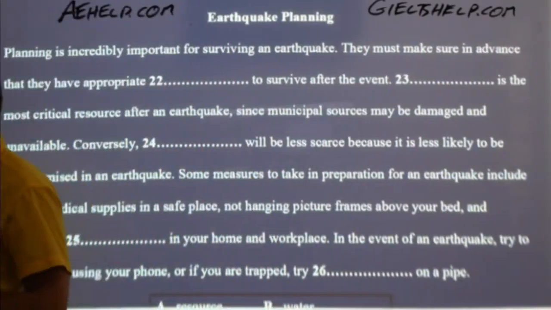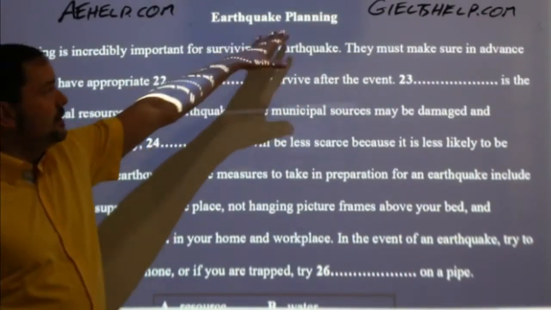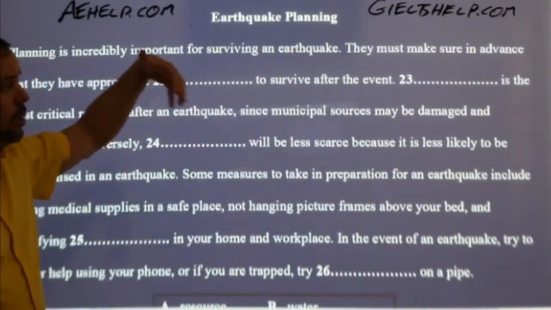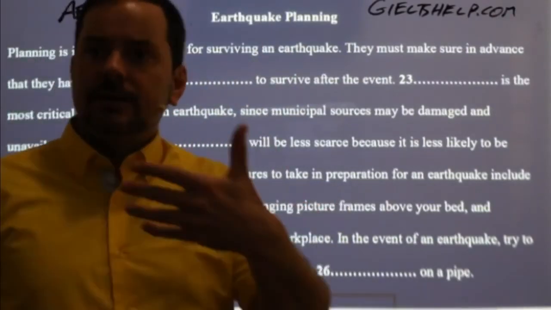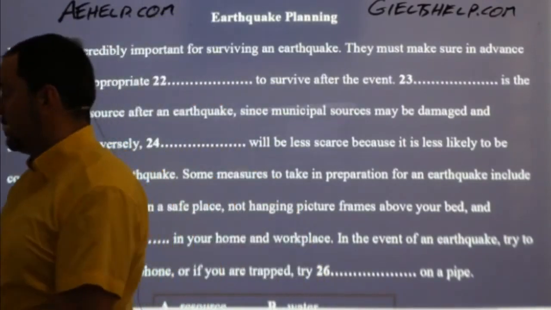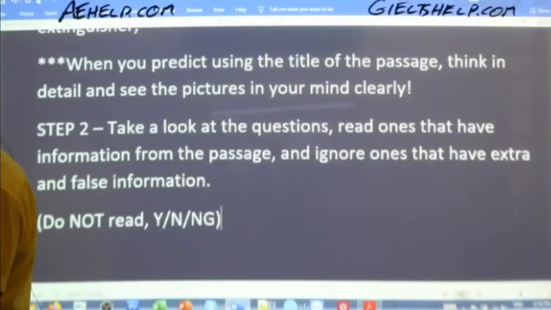And so now I know that there will be information in the passage about earthquake planning and what kind of steps to take in preparation for an earthquake. And we had one of our students mention that with the prediction. So that was great. Okay. All right. So a couple of important notes for this step.